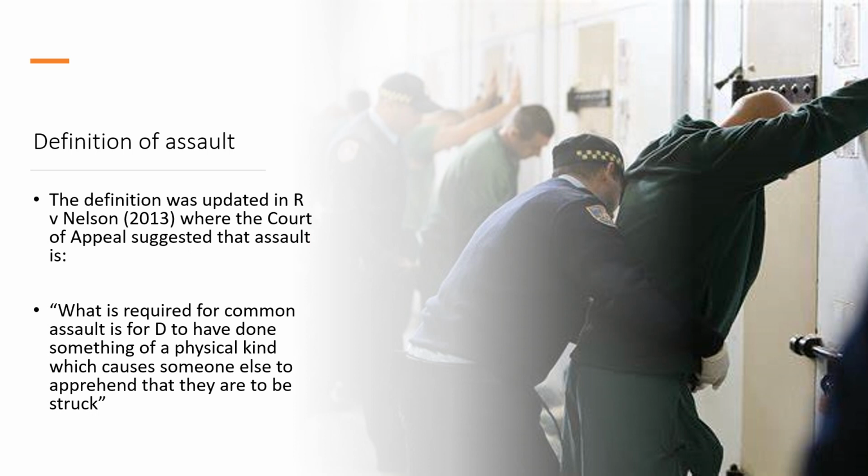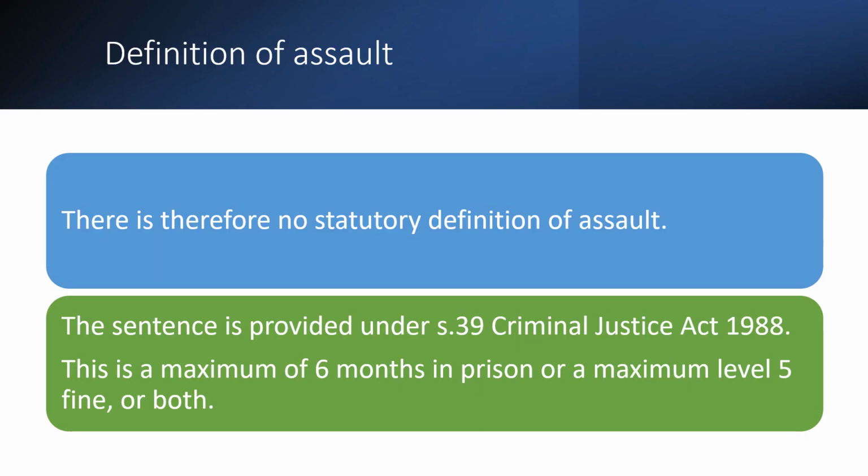This definition was updated then in Nelson, where the Court of Appeal suggested that what is required for common assault is for the defendant to have done something of a physical kind which causes someone else to apprehend that they are to be struck. So therefore there's no statutory definition of assault, but the courts know what the definition is through common law. Now the sentence is provided under Section 39 of the Criminal Justice Act of 1988, and like we said before, the maximum sentence is 6 months in prison or a maximum level 5 fine, or both.